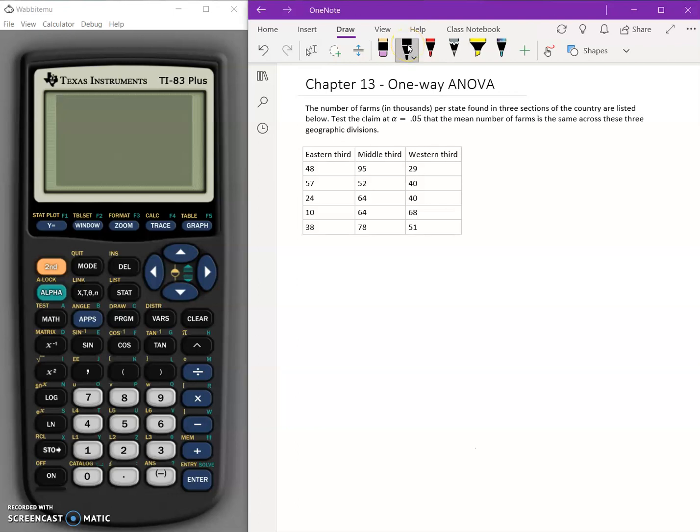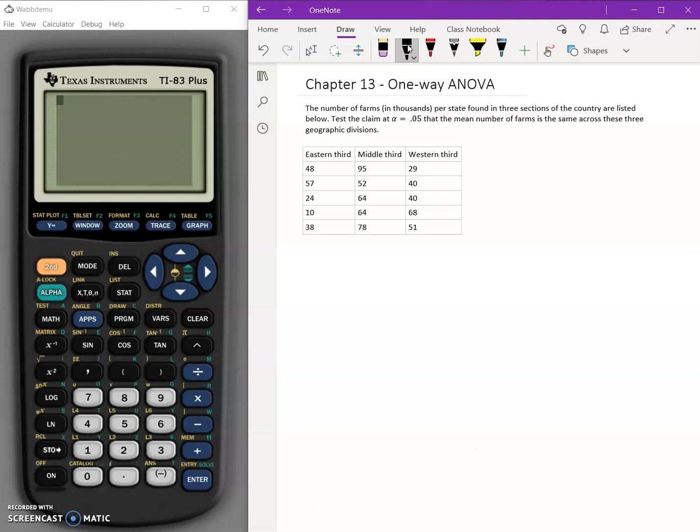Okay, let's take a look at our first example of ANOVA. The number of farms in thousands per state found in 3 sections of the country are listed below. Test the claim at alpha equals 0.05 that the mean number of farms is the same across these 3 geographic regions. So what we've done here is we've collected data from 15 different states.